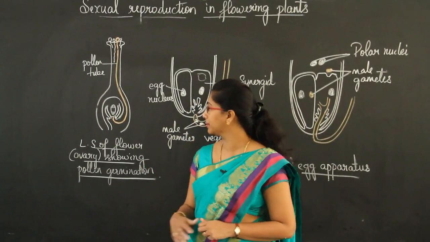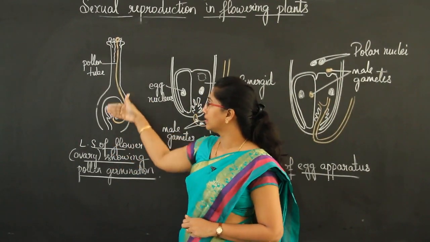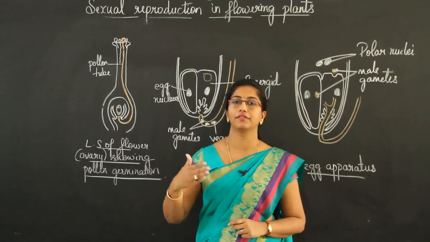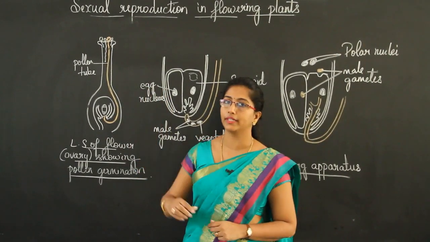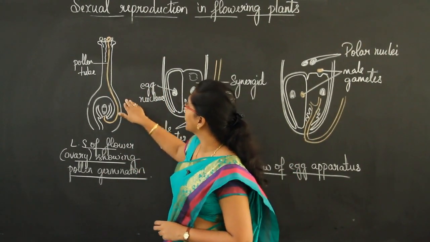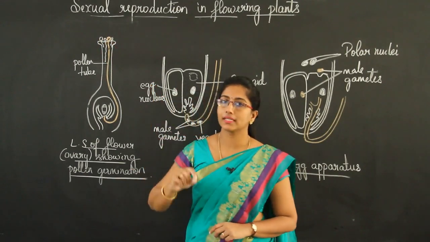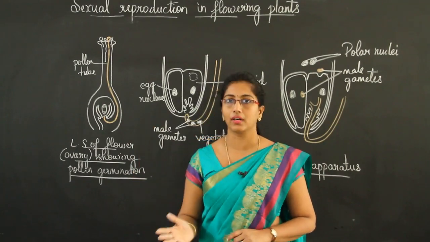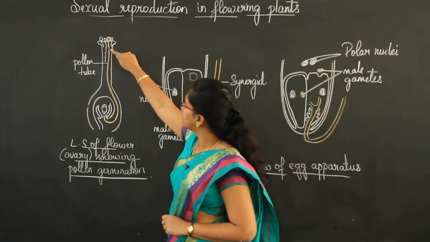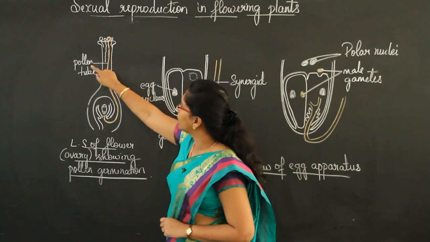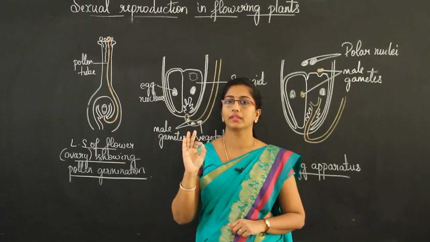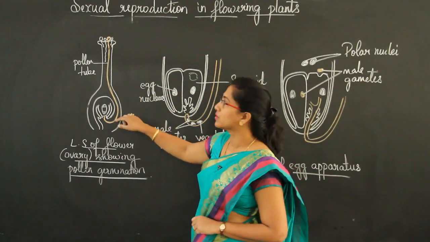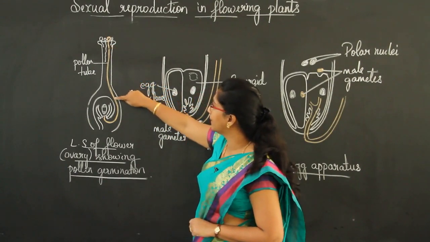Now in the first diagram here, this is the LS of the ovary, or the LS of the pistil, showing the detail of the pollen grains and the pollen tubes. Here you will see this is the stigma. On the stigma you can see many pollen grains which have landed. A few of them are germinating, a few are not. And you will see here the pollen tube, which finally reaches the ovary. You can see this long structure, which is a pollen tube.